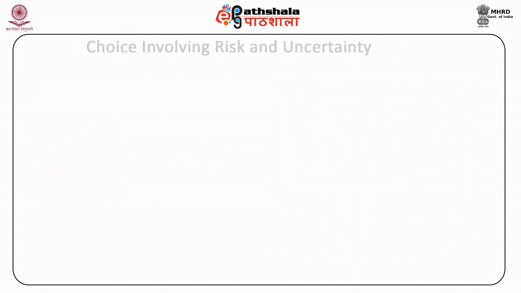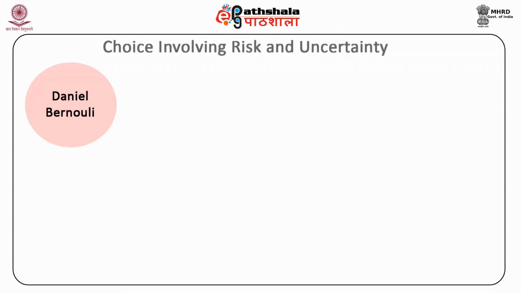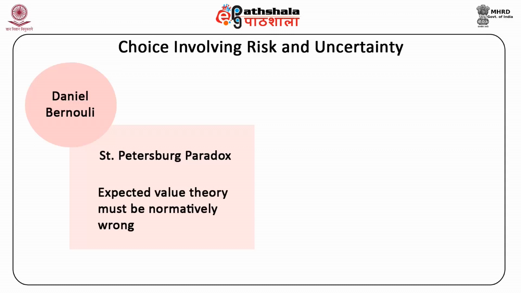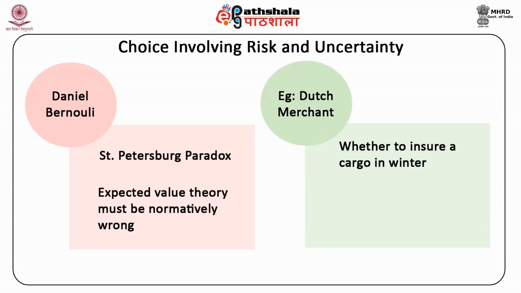In 1738, Daniel Bernoulli published an influential paper entitled Exposition of a New Theory on the Measurement of Risk, in which he uses the St. Petersburg paradox to show that expected value theory must be normatively wrong. He also gives an example in which a Dutch merchant is trying to decide whether to insure a cargo being sent from Amsterdam to St. Petersburg in winter, when it is known that there is a 5% chance that the ship and cargo will be lost. In his solution, he defines a utility function and computes the expected utility rather than expected financial value.